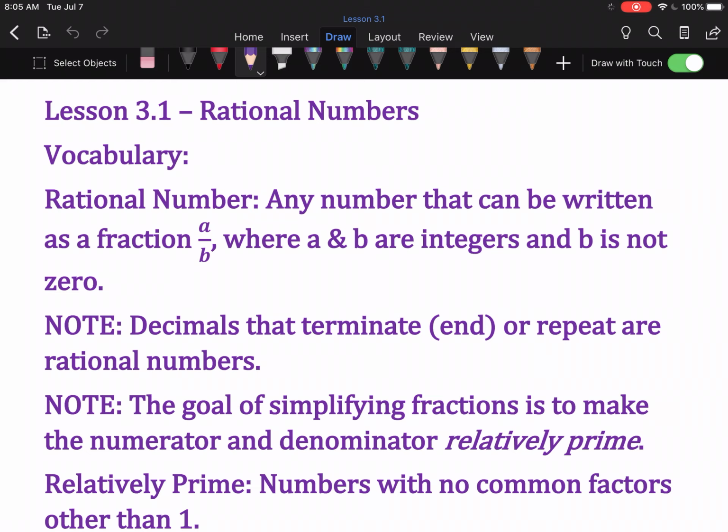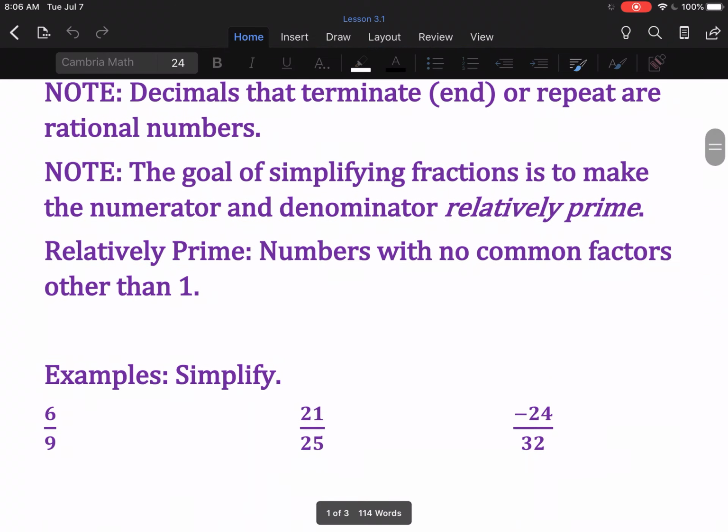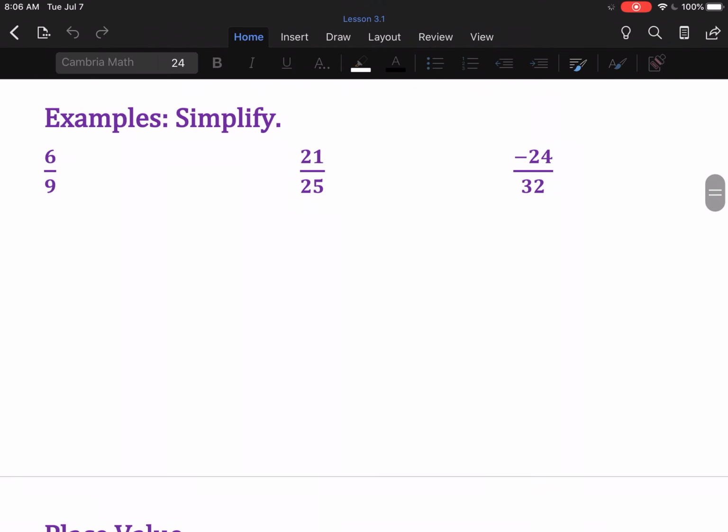The goal of simplifying fractions is to make the numerator and the denominator relatively prime. Relatively prime means that they're numbers that don't have any common factors other than 1. We've simplified fractions ever since you learned how to use them. And yes, you must always simplify fraction answers. So first, let's do some quick simplifying.